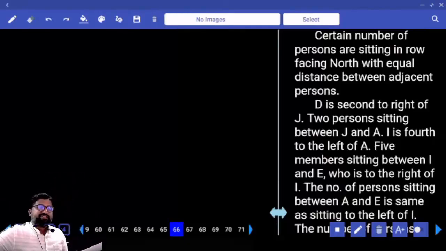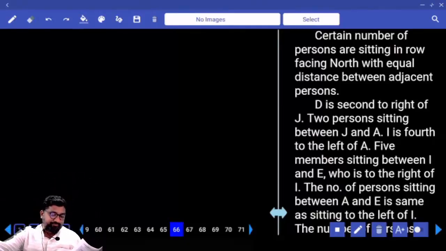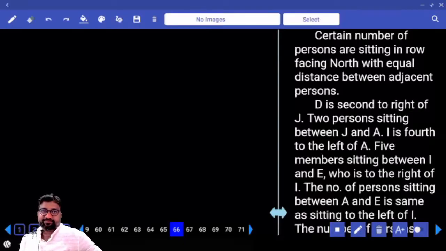Please take down the information. Please write it down. F is to the right of D. Please add the extra information that is missing from the question.